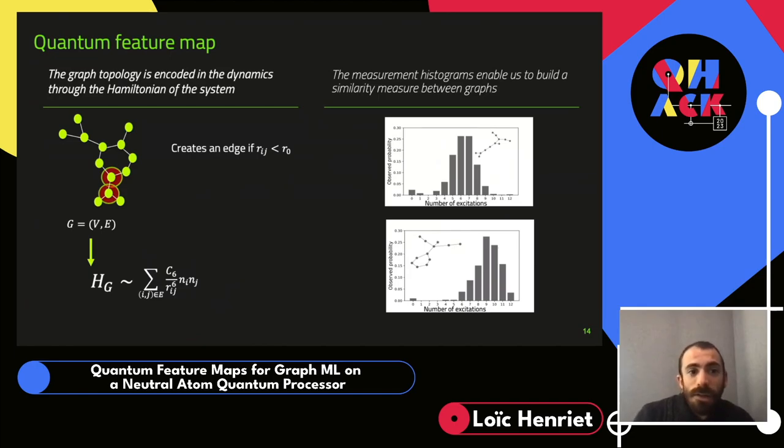We do that using a standard measure of distance between probability distributions, which is called the Jensen-Shannon divergence. It is a very standard tool to measure similarity between probability distributions.